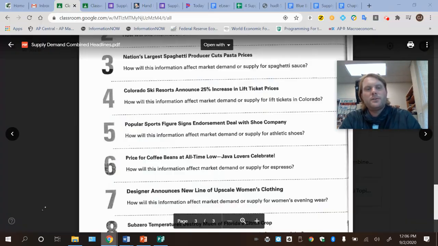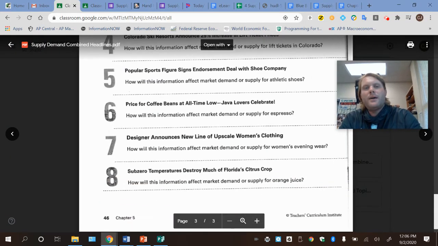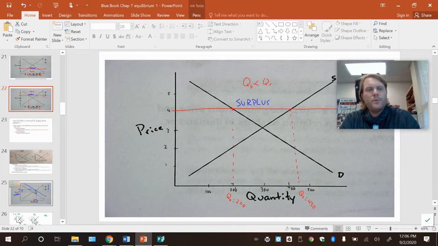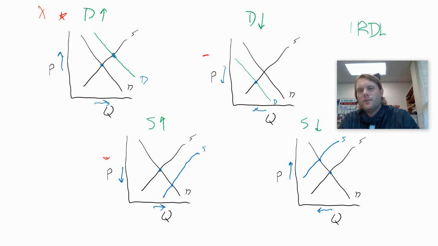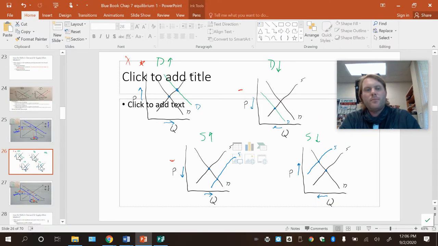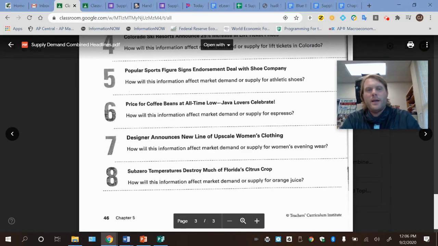All right, let's finish up these last 4 quickly. Number 5, a sports figure signs an endorsement deal with a shoe company. Sometimes that one gets mixed up too. People like to say, oh, I'm going to supply more shoes. Again, looking at our graphs here, if we increase our supply, if we shift our supply, it's going to lower the price of stuff. That doesn't make sense. The hope is that I'm going to change people's tastes and preferences and increase the demand. So number 5 is increase in demand.